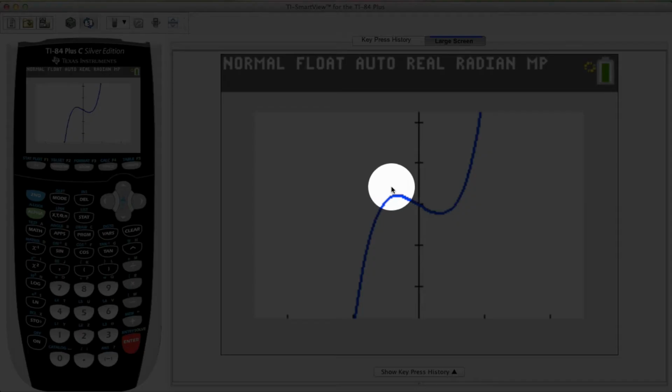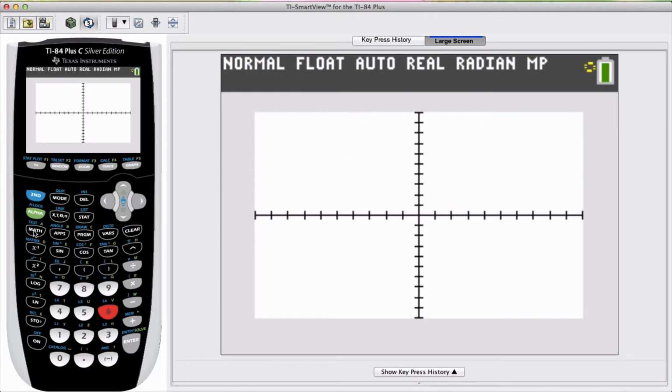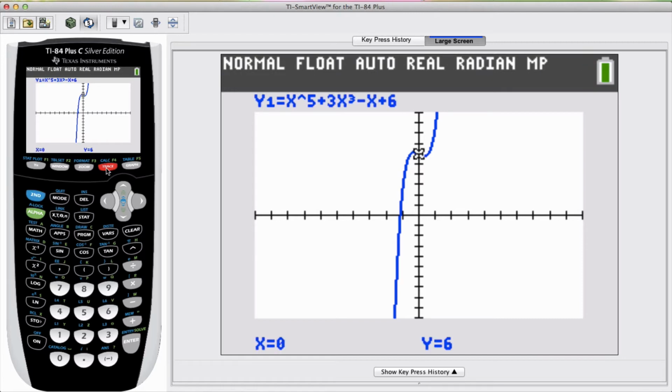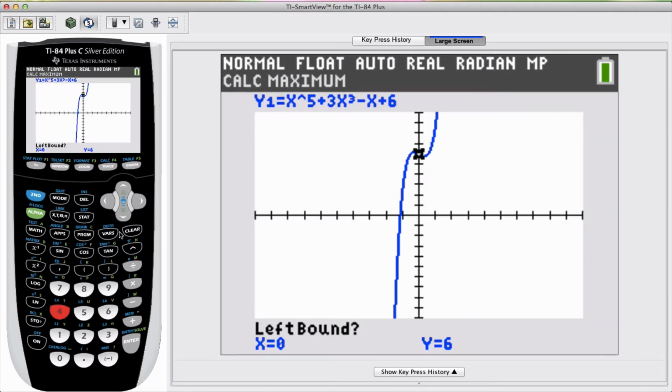And it appears like we might have a max and we might have a min there. So I'm going to go ahead and go back to zoom 6 just so I can see more of my picture. And I'm going to choose second calculate, and I'm going to try and see if there's a max value.